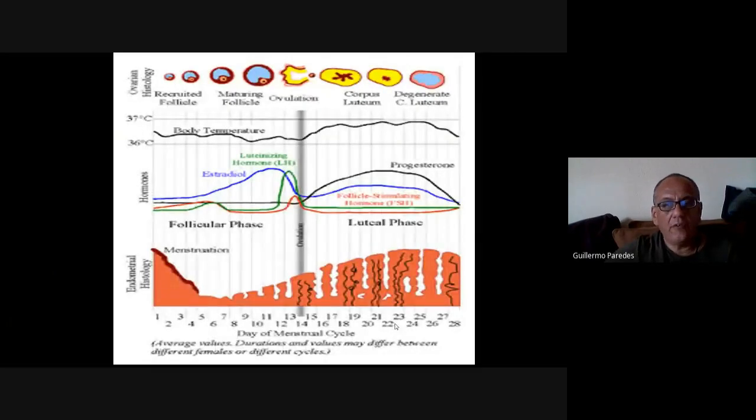Okay. All right, so here we have the cycle of the menstruation. Here is what happens with the endometrium. This is the endometrium. Let's make it simple. The endometrium, this is day 1. This is going to be day 28. So the mid-cycle is at 14 days. Here is where ovulation happens.